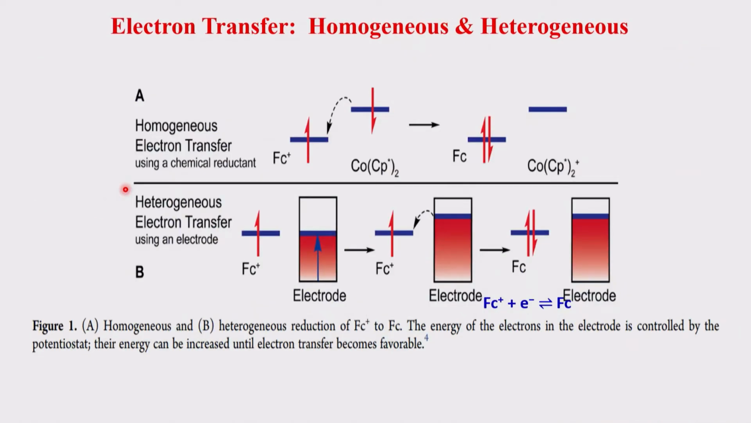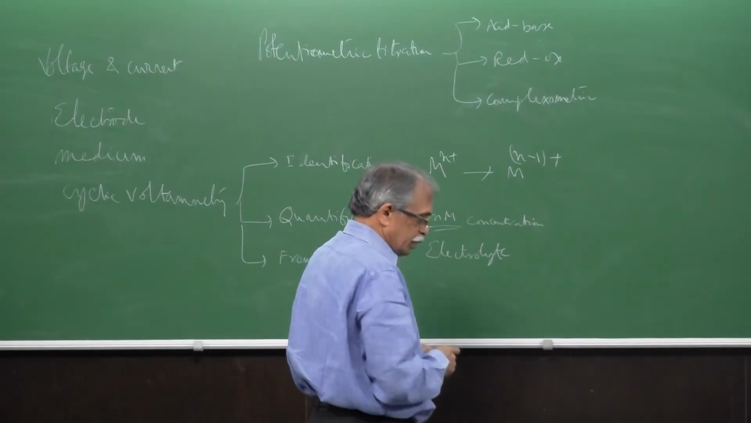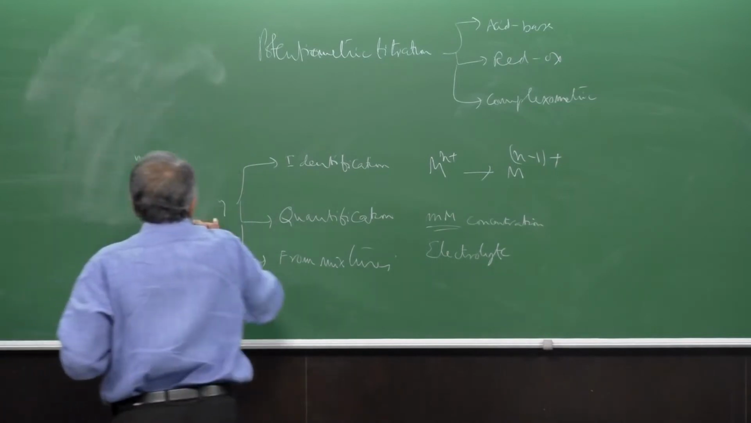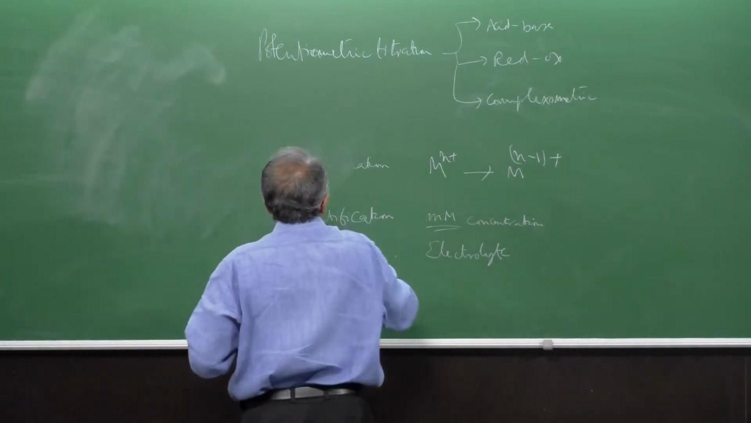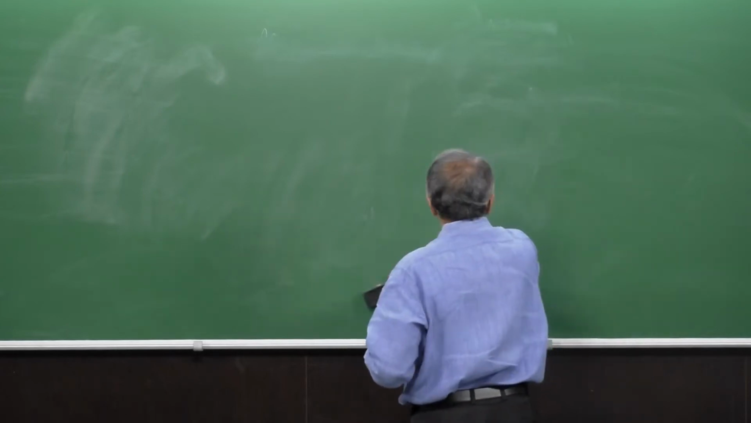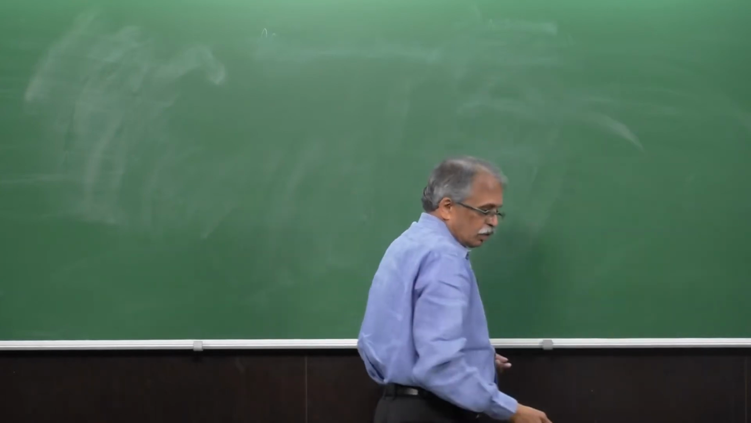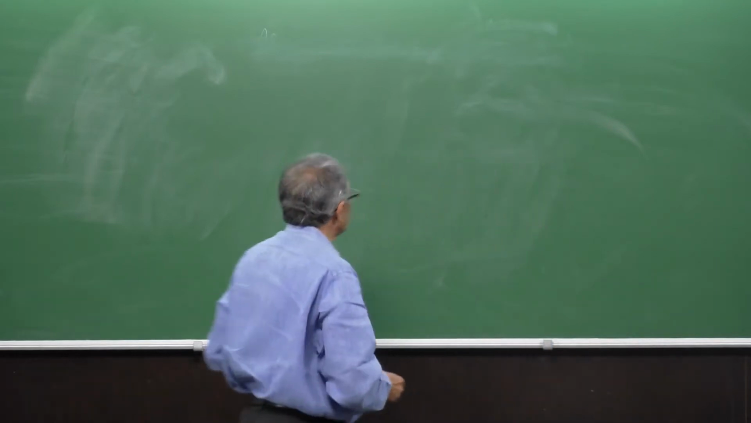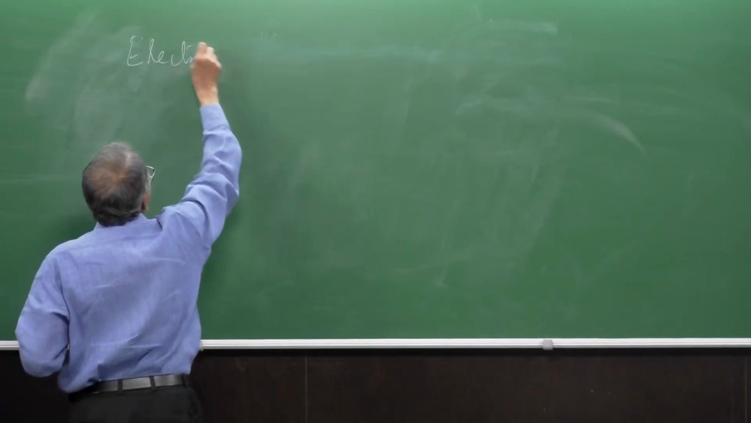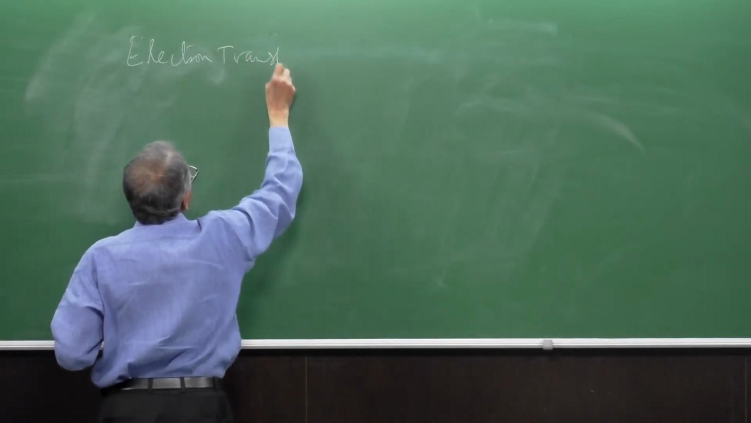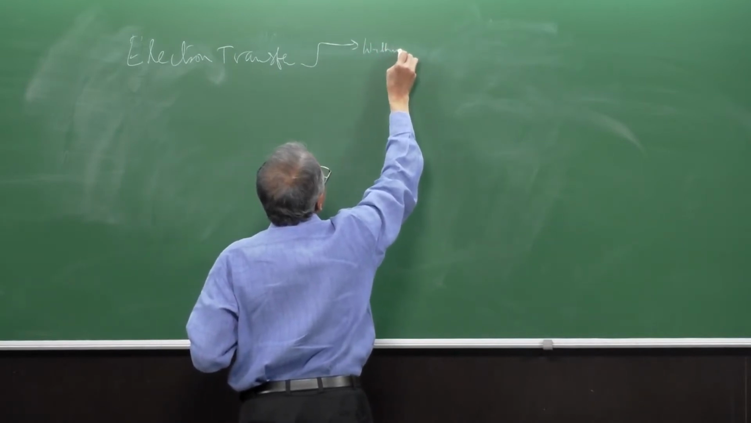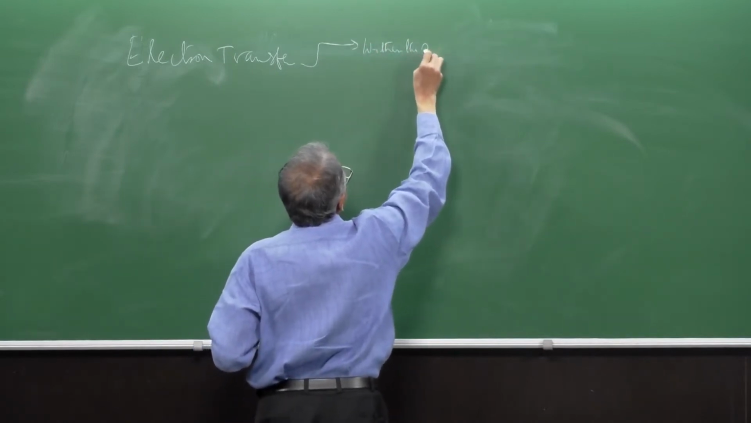So, what we are talking about in all these things, we are talking about the electron transfer. Electron transfer can occur in the medium, in the solution phase, which you refer to in terms of the homogeneous, and between the solution and the solid, which you can call the heterogeneous. So, electron transfer within the same state.